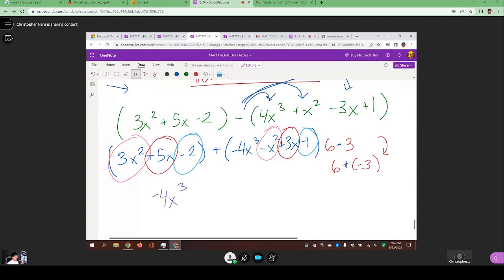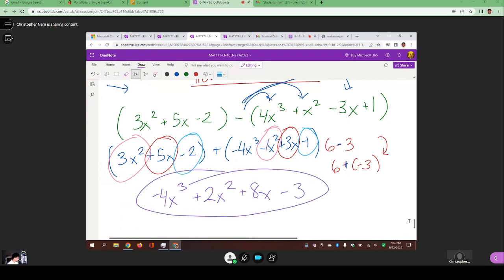Now, the next highest exponent is 2. So we got to add the pink circles together. 3x squared plus negative x squared. If you don't see a number, put a 1 there. So that's going to be plus 2x squared. 3 minus 1 is 2. Then we move on to the next degree, the red ones. 5x plus 3x is going to be 8x. And then we add the final piece, which is going to be minus 3. Boom. That is how we subtract our polynomials.